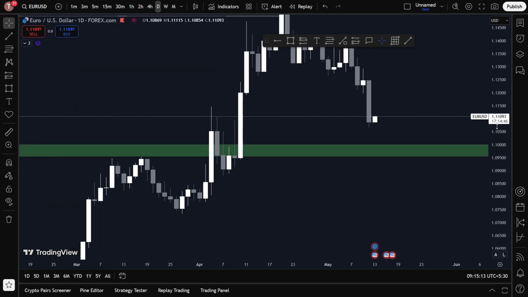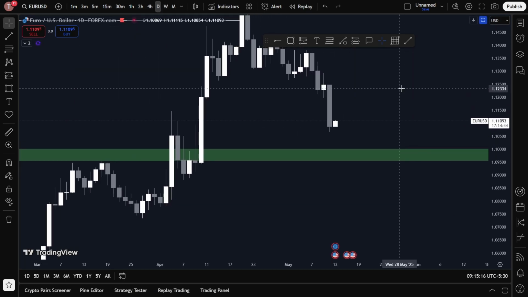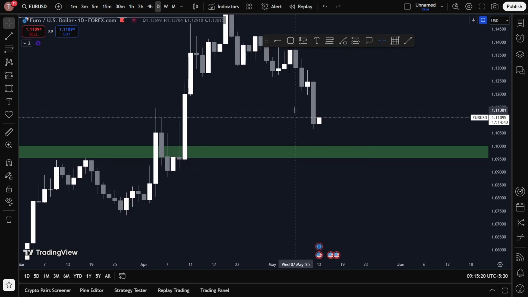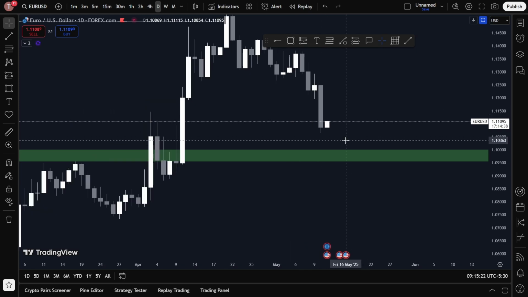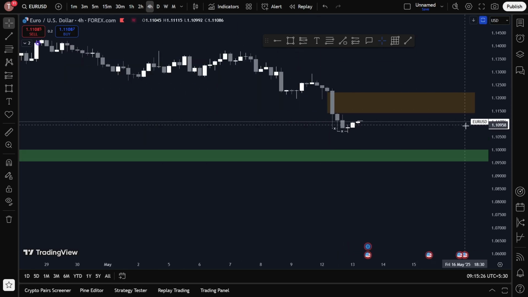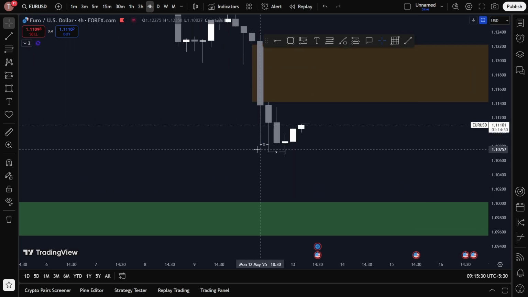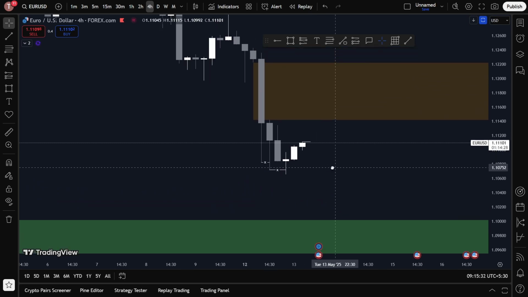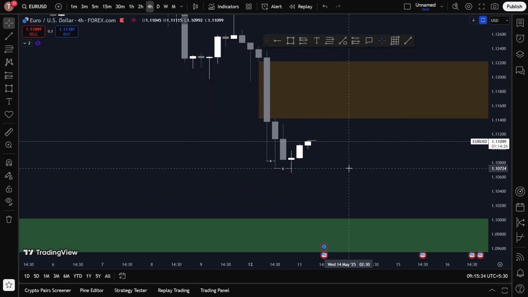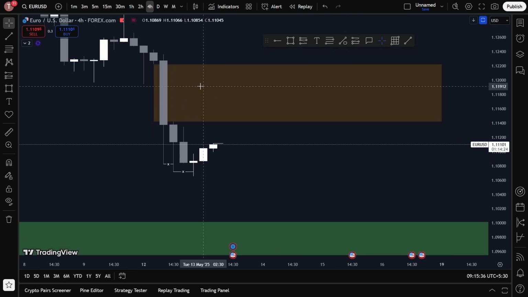As we move into the dailies, we can't see much. The price has moved vigorously and I can't see anything clear. So let's move to the 4 hours. As we move into the 4 hours, what we can see is that the price was sweeping the lows of the previous candles. So I'm anticipating that most likely we can come into the upside area and mitigate this FVG.